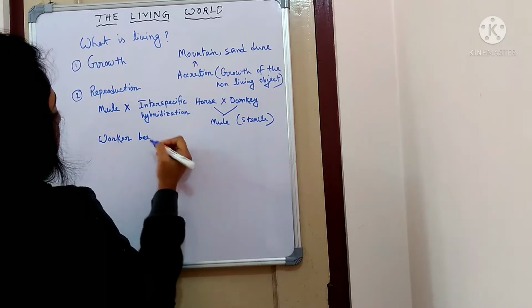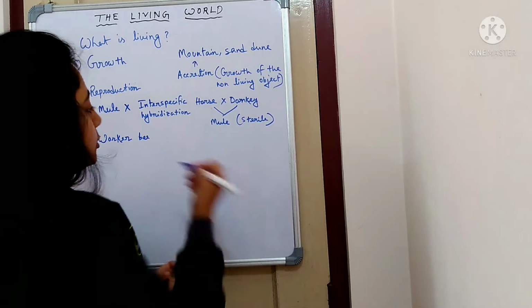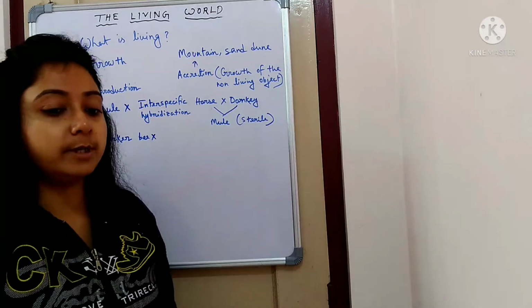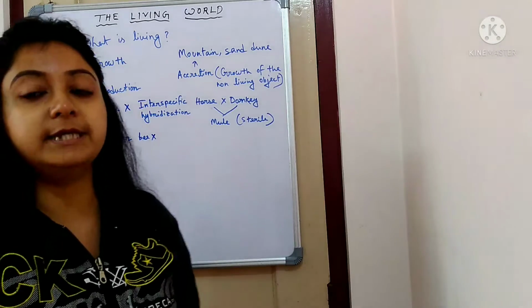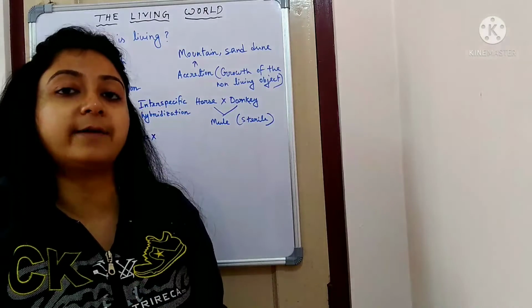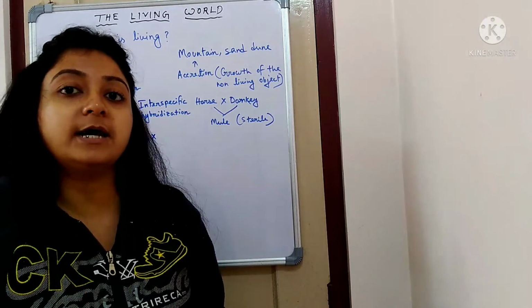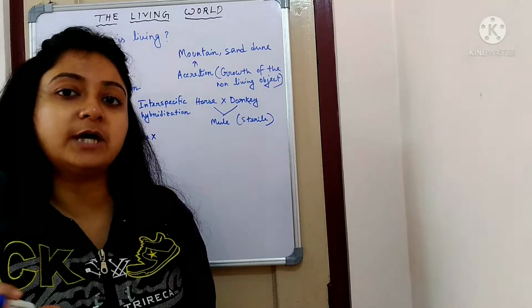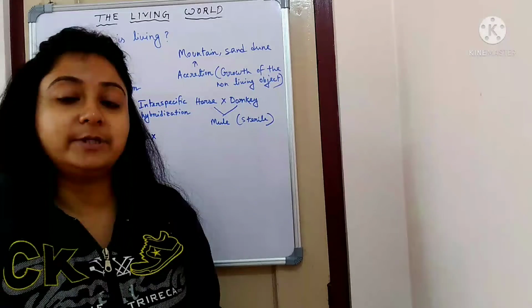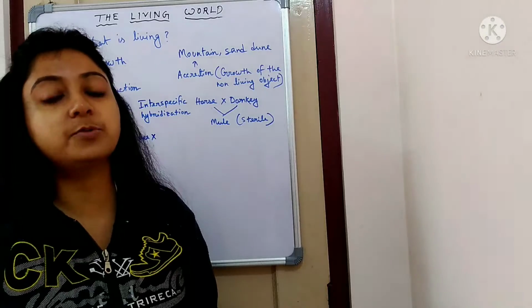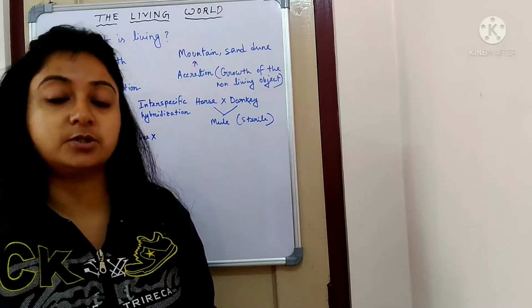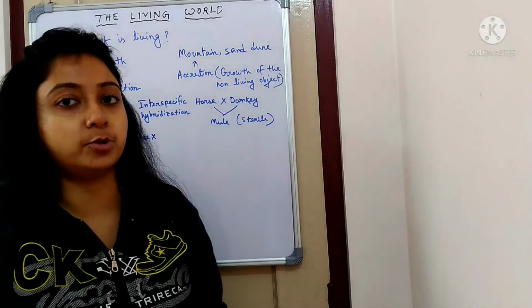So worker bee also cannot reproduce. Reproduction is also absent in case of worker bee. Why so? Because worker bees do not have the capacity to produce the egg. Reproduction occurs due to the presence of the egg apparatus, and that is completely absent in this case. That is why worker bees are unable to do the reproduction process. Though they are living bodies, they cannot reproduce.